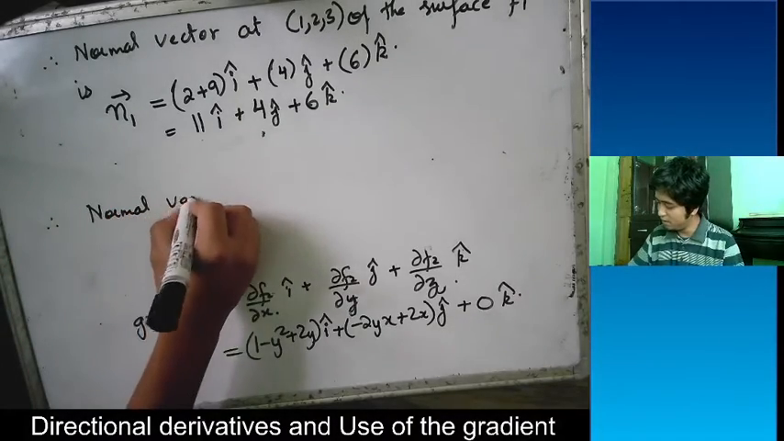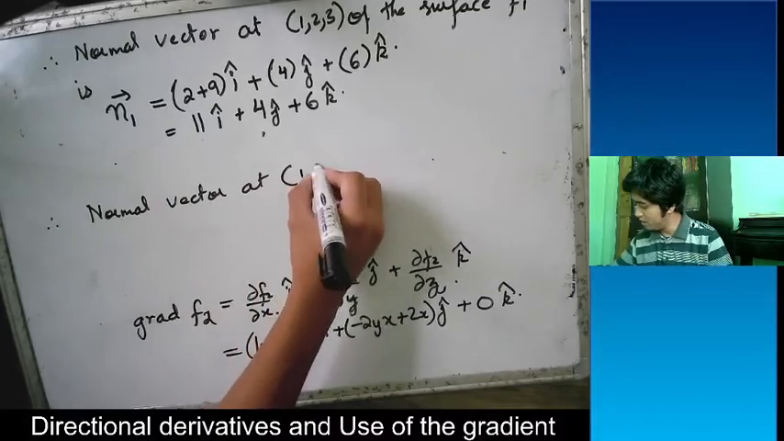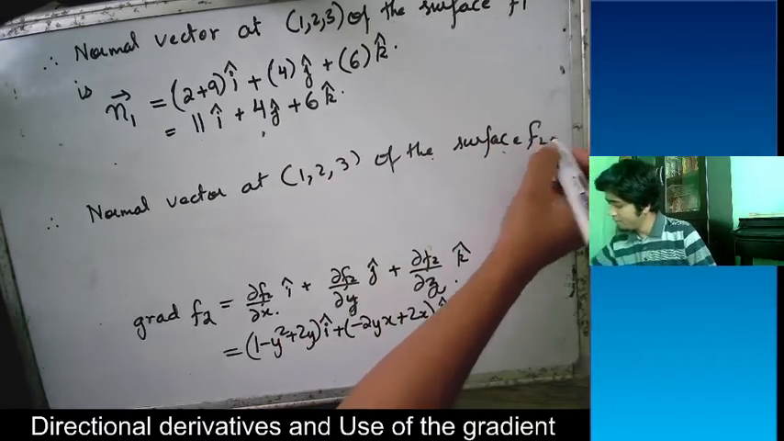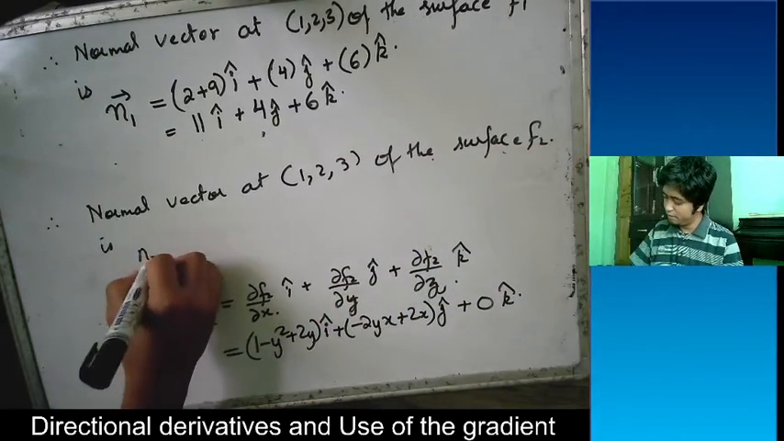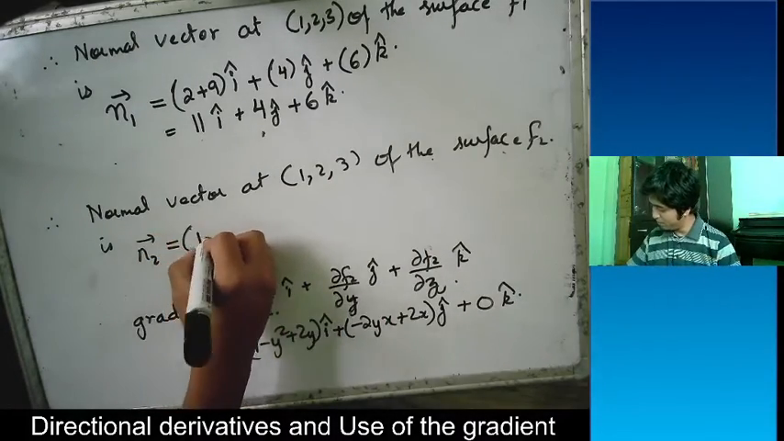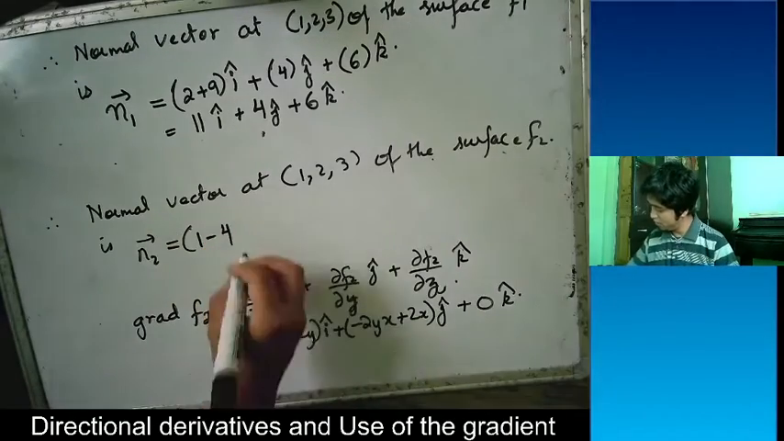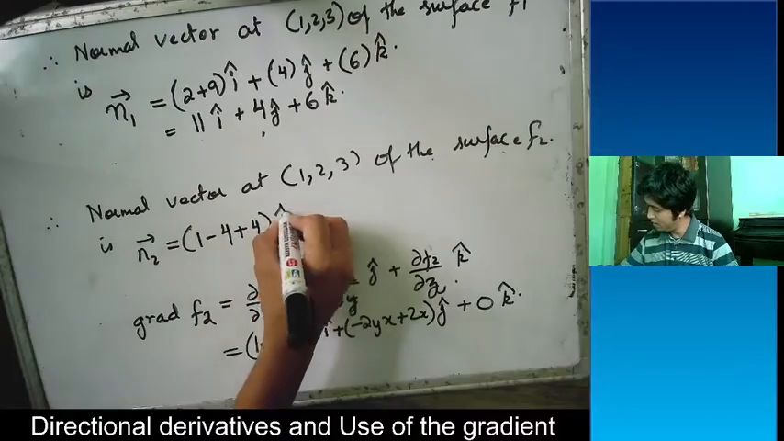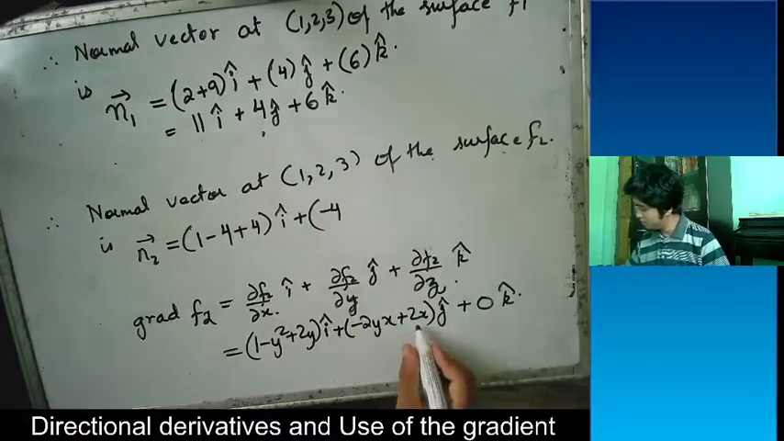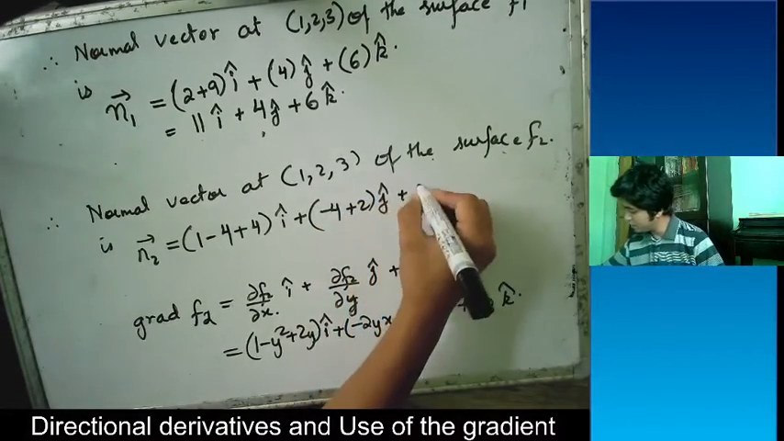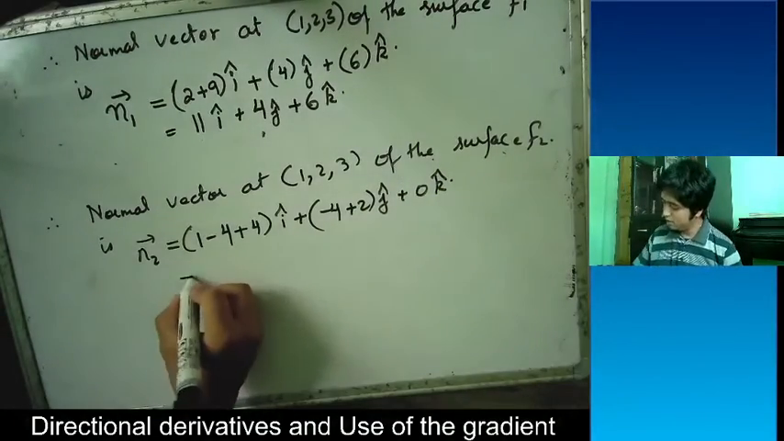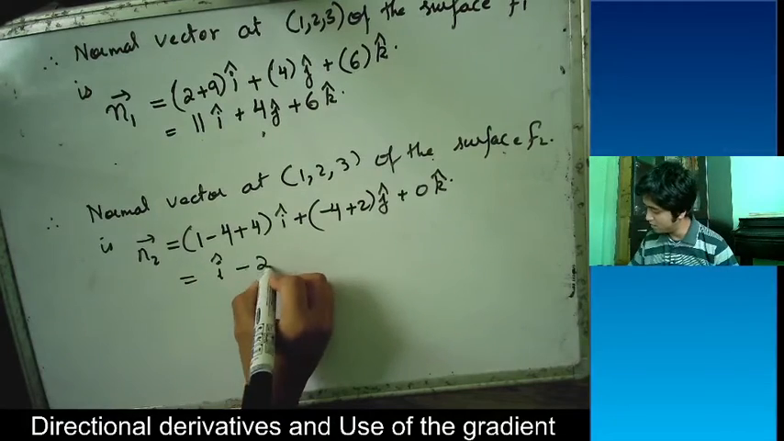Therefore, the normal vector at 1, 2, 3 of the surface f2, we will denote it with n2. So over here it will be 1, y squared will give you 4, 2y will give you 4 again, i, plus minus 2yx minus 4 plus 2x plus 0k. So this is what we are having. It will be i minus 2j.